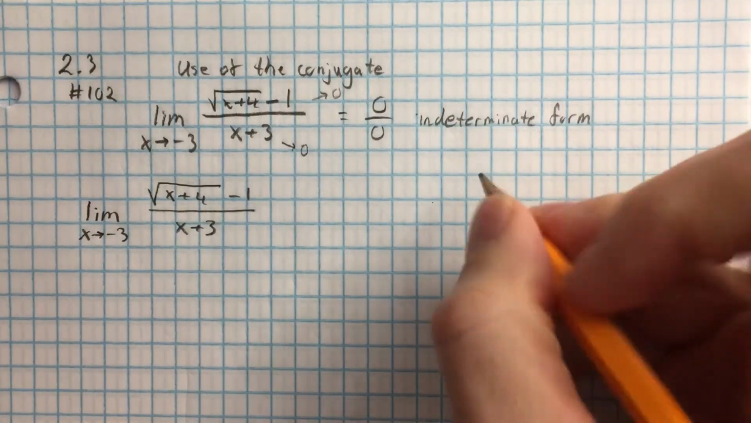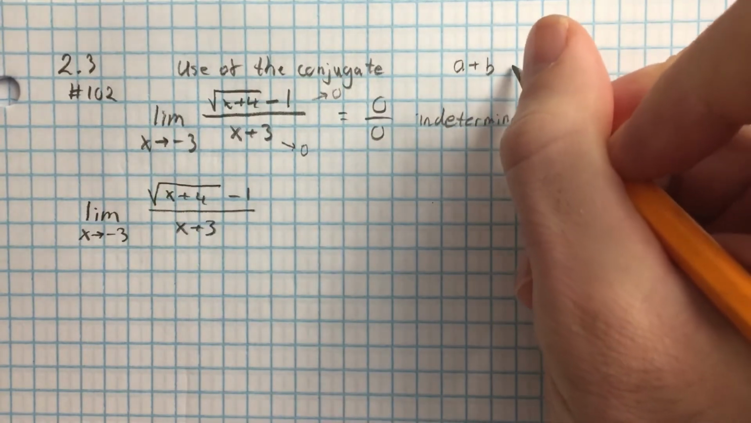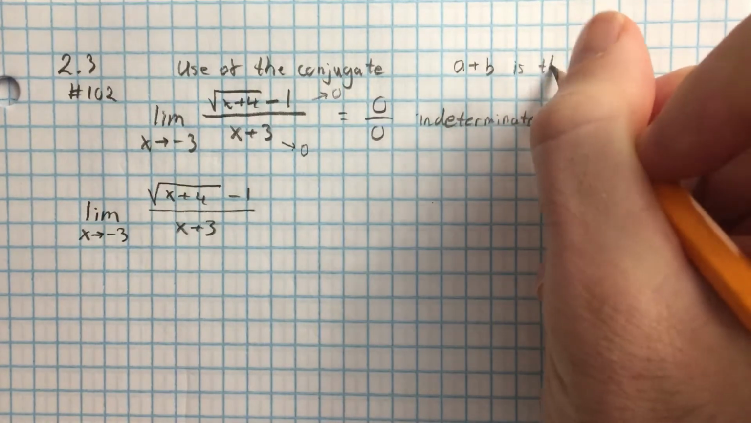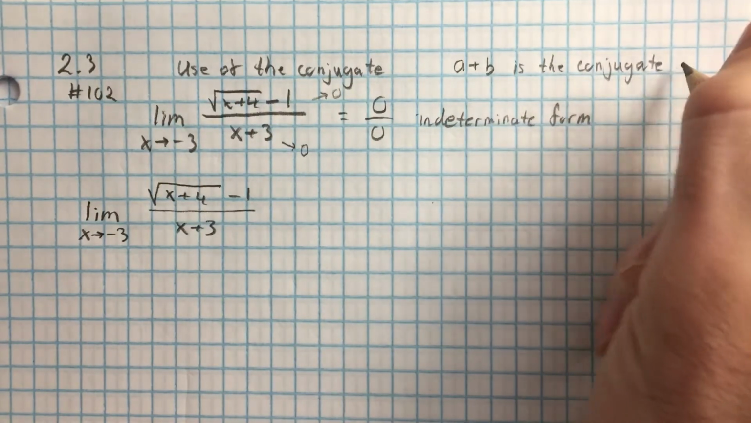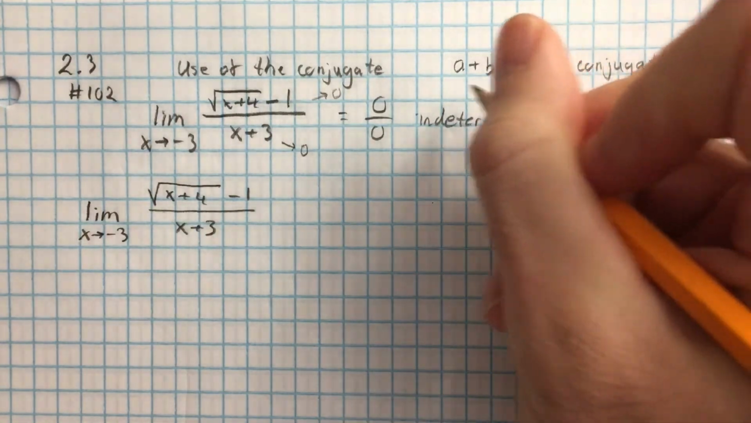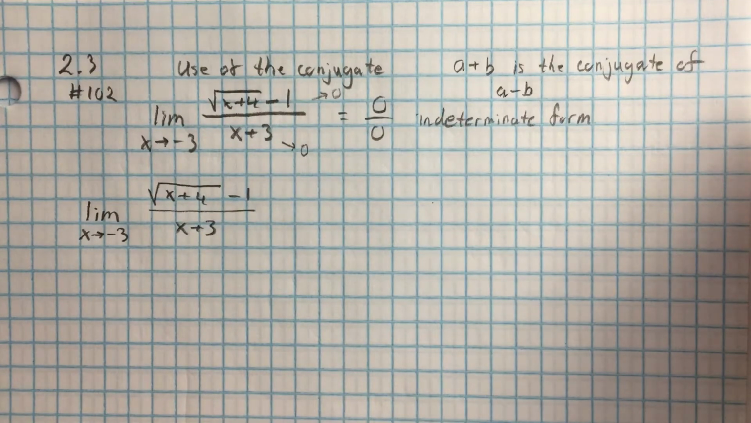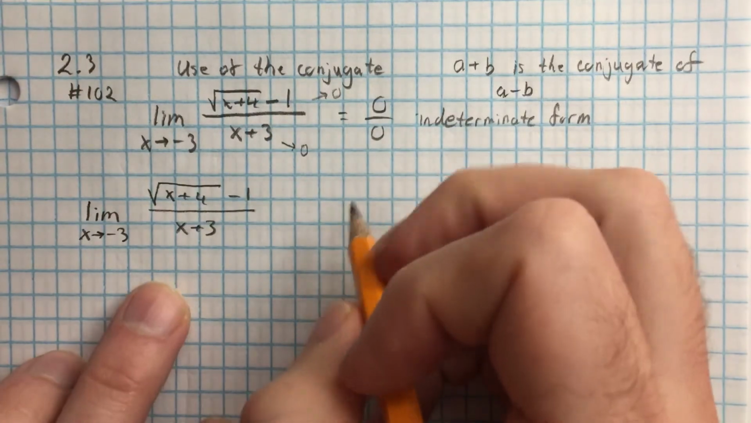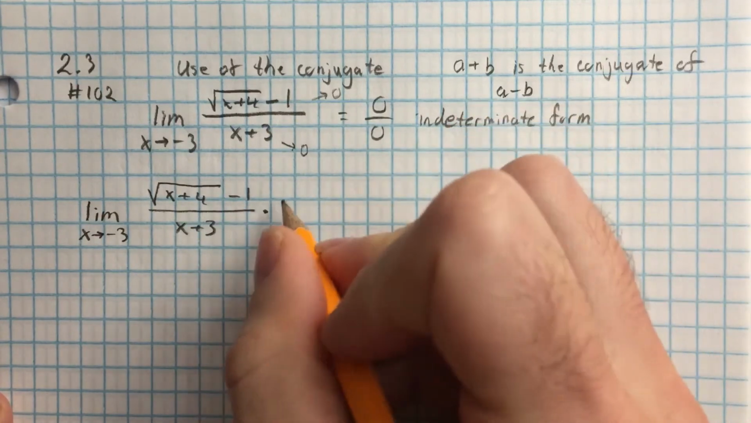There. What is a conjugate? Well, a plus b is the conjugate of a minus b. And a minus b is the conjugate of a plus b. It works both ways. In other words, all you do is switch the sign between the two terms in the sum or difference. So when I say I want to use the conjugate here, I mean the conjugate of the numerator. Right? I'm going to multiply top and bottom by that.